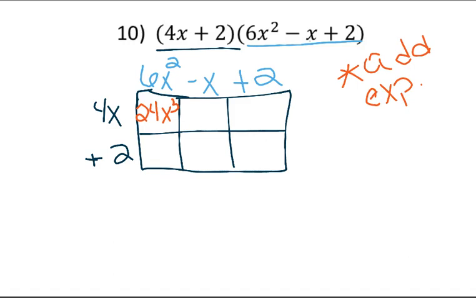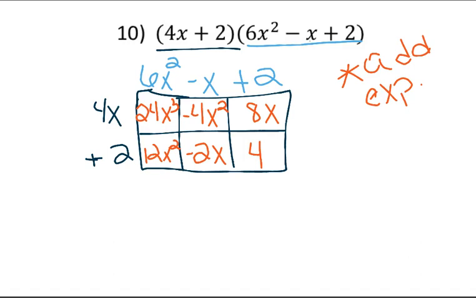Keep on multiplying. 4x times negative x is going to be negative 4x squared. 2 times 4x is 8x. 6x squared times 2 is 12x squared. Negative x times 2 is negative 2x. And 2 times 2 is 4. So we multiply to fill every box in.